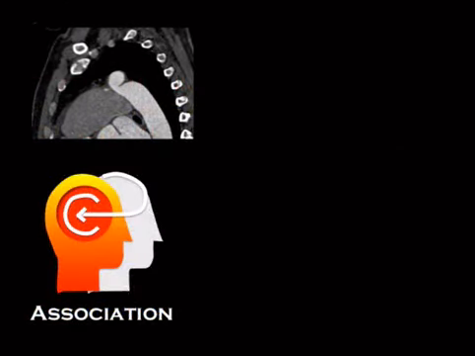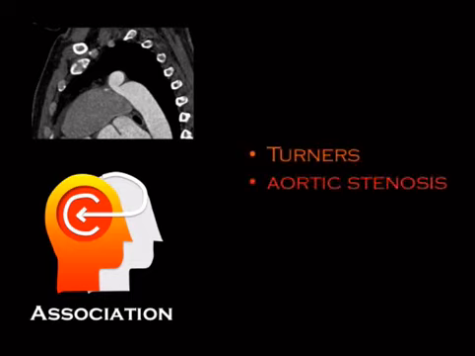So what are the associated syndromes with aortic coarctation? If you were going to remember one, I would remember Turner's. And when you say Turner's, you should say aortic stenosis. The other thing to remember is berry aneurysms, and I don't have as good of a way to remember that. But if you're going to only remember one thing, it would be Turner's. And then once you remember Turner's, you should say aortic stenosis.